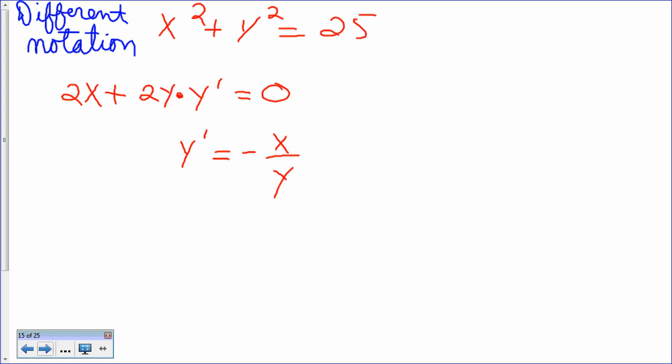This is what is more easily done. It's easier to do it this way. I'm going to do the same question. Here's an equation. Find the slope of the tangent line at the point (3, 4).